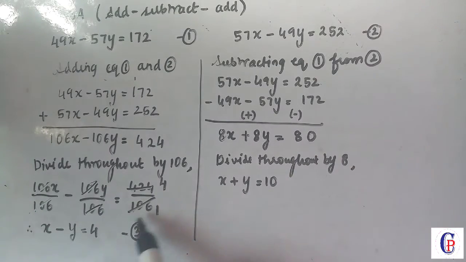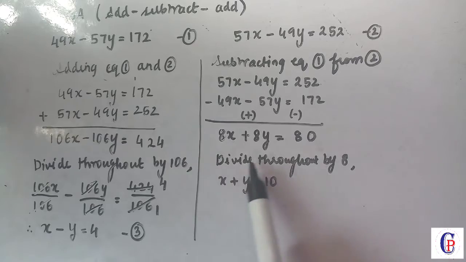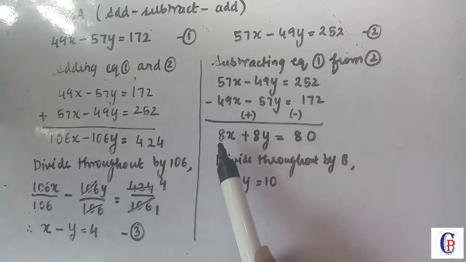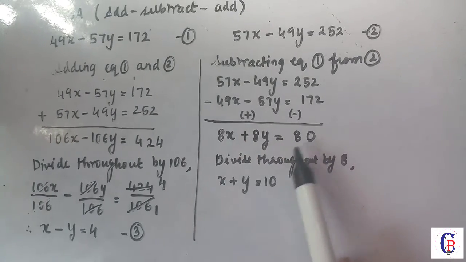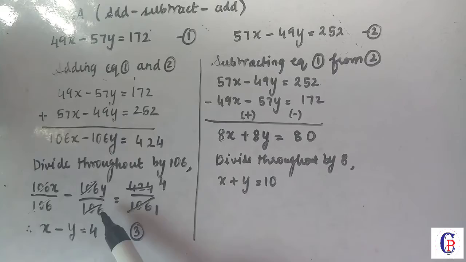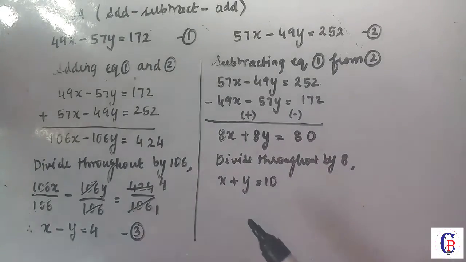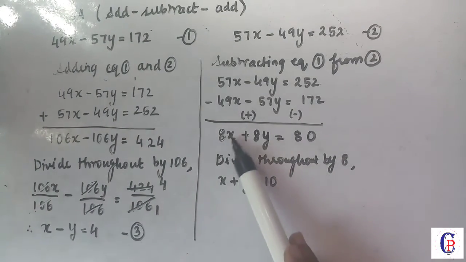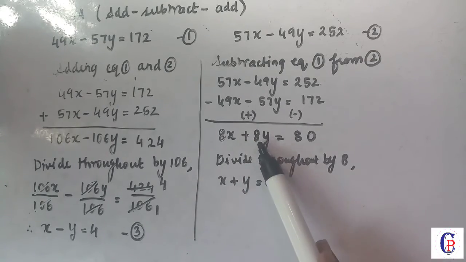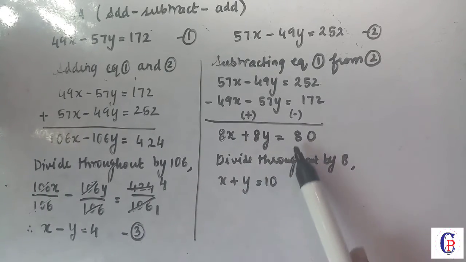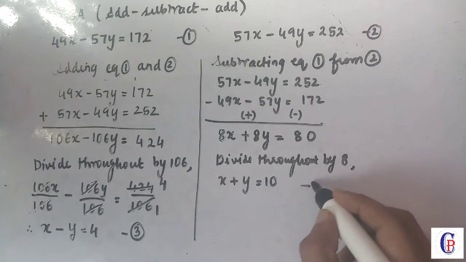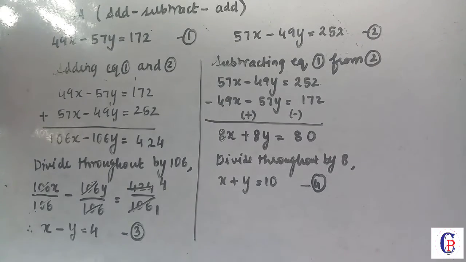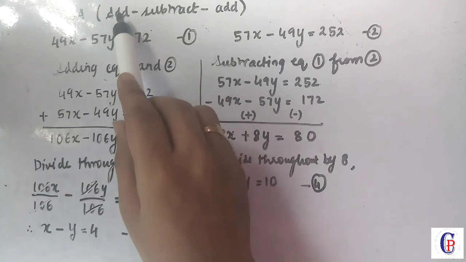I have not shown this method. If you are confused, then you can take 8 common below all the terms and then solve it like this. But it is not necessary now, as you are in higher standards. It is easy for you to understand that if you divide this by 8, you will be left with x. Here if you divide by 8, y, and here 8 tens are 80, so 10. This becomes our fourth equation.